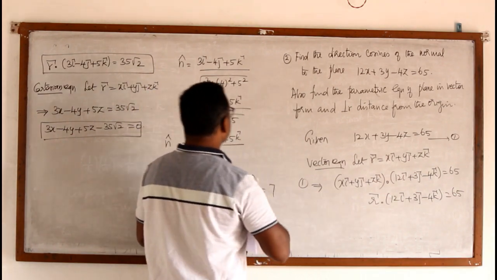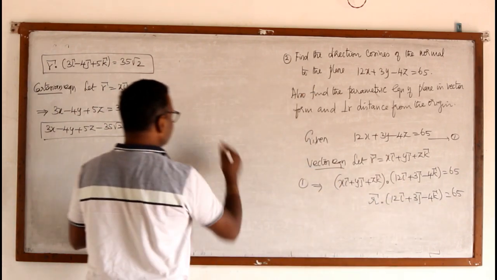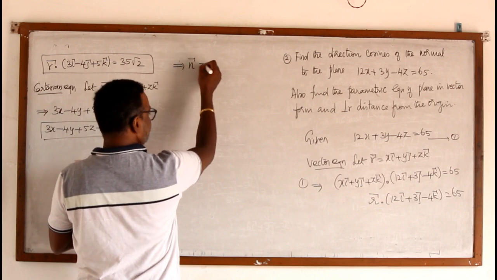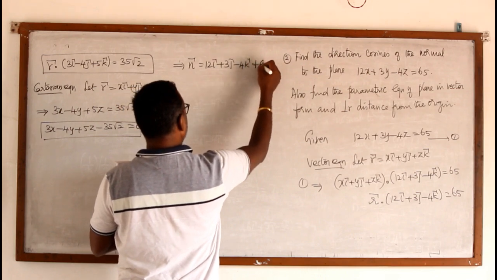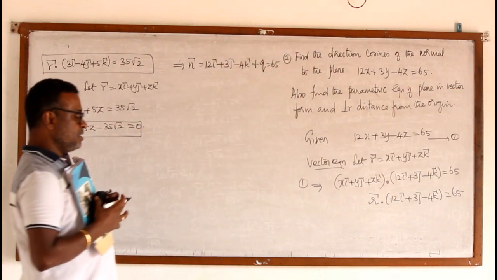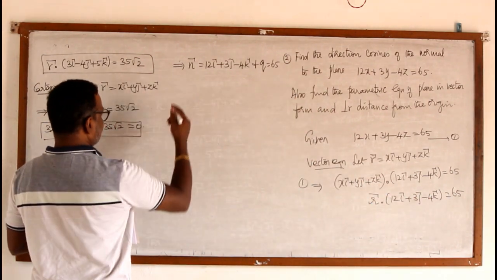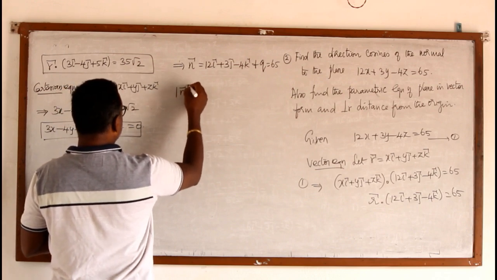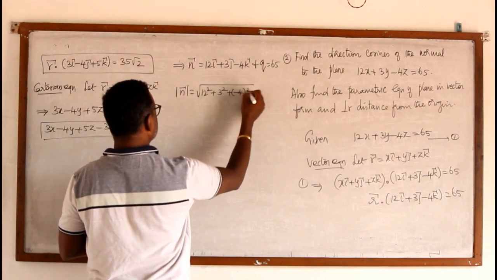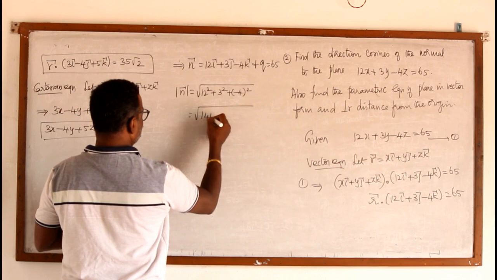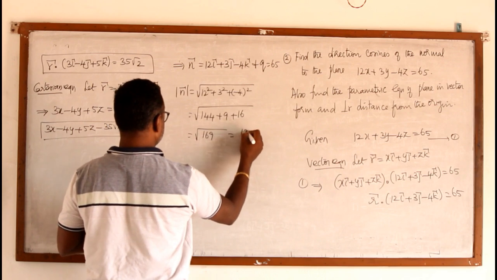This is of the form r dot n equal to q, isn't it? Therefore n vector is 12i + 3j - 4k and q equal to 65. So this 65 is not the perpendicular distance from the origin. So let me find the modulus of the normal vector. Modulus of n vector is root of 12 squared + 3 squared + (-4) squared, which is 144 + 9 + 16, that is 169, which is 13.